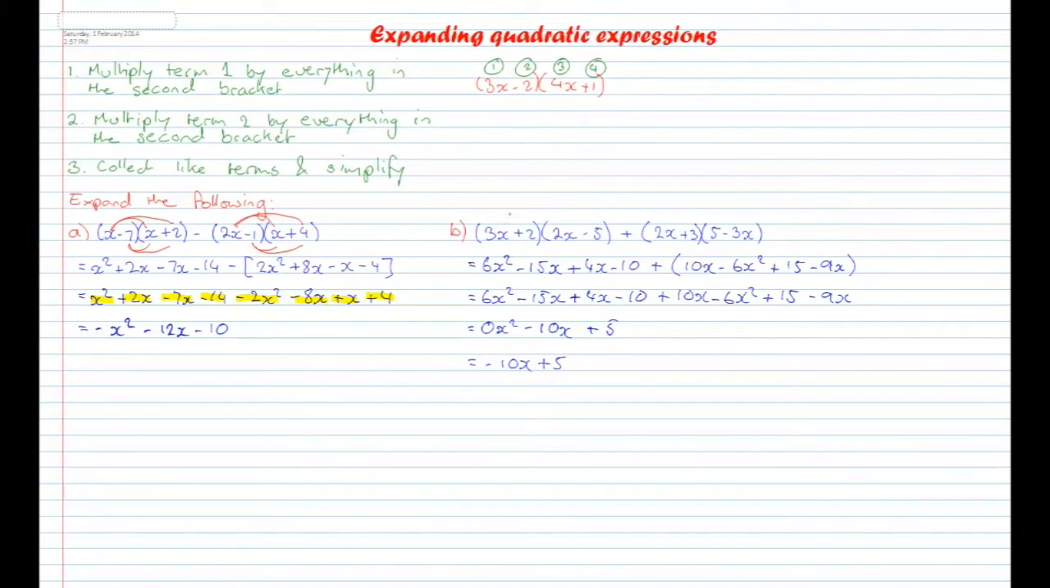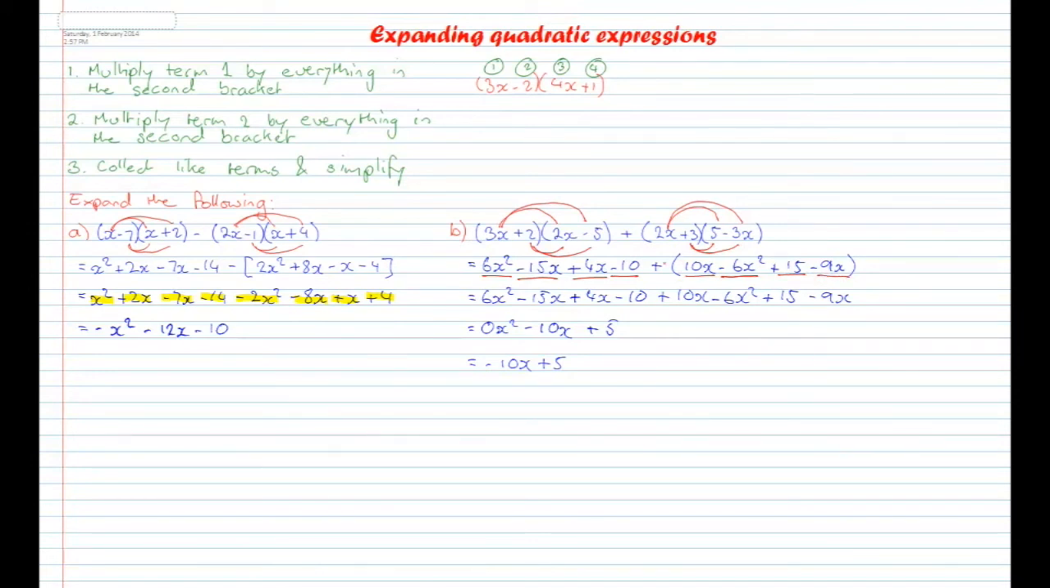Alright, so the first step that you need to do is go 3x times 2x gets us 6x squared. Then 3x times negative 5 gets us negative 15x. 2 times 2x gets us positive 4x. And 2 times negative 5 gets us negative 10. Going to the next bracket now, you get 2x times 5 is 10x, 2x times negative 3x is negative 6x squared, 3 times 5 is positive 15, and 3 times negative 3x is negative 9x.